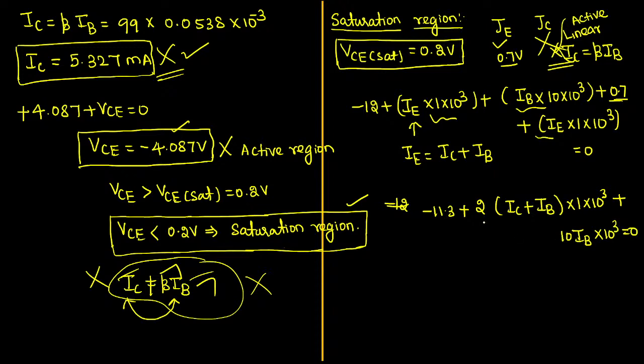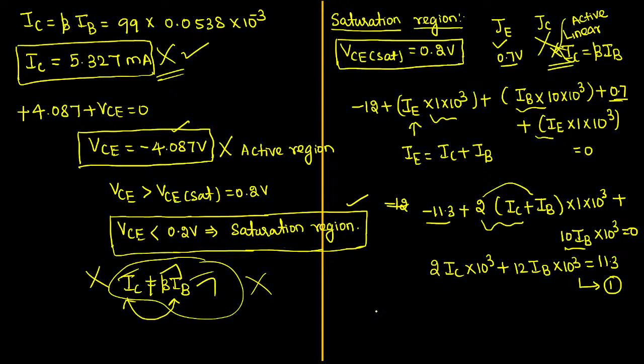Now see there, 2 times IC we can write. So I can write 2 times collector current IC into 10 power 3 plus 2 times IB plus 10 times IB will become 12 times IB into 10 power 3 equal to minus 11.3. Passing this to the right side, it will become plus 11.3. Treat this one as your equation number 1. Okay, this is very important.